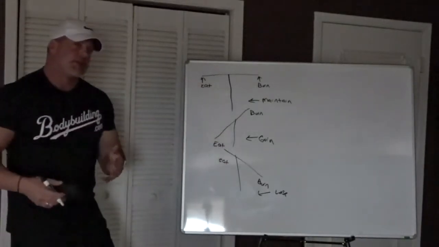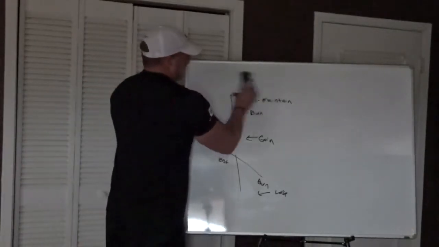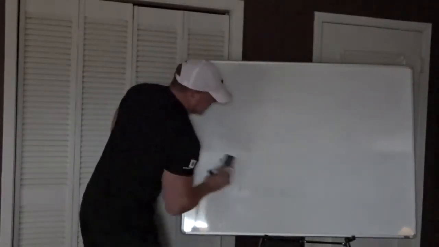There's such a thing as food timing. I'll get back to that later. But it is a numbers game. So how do we figure out those numbers?